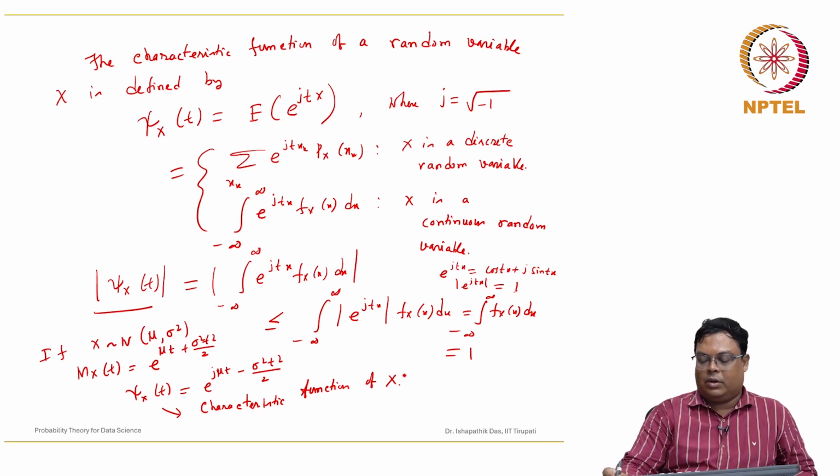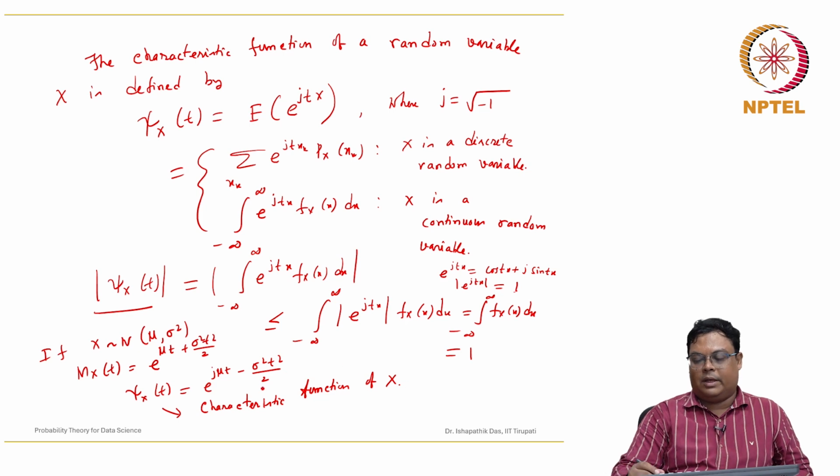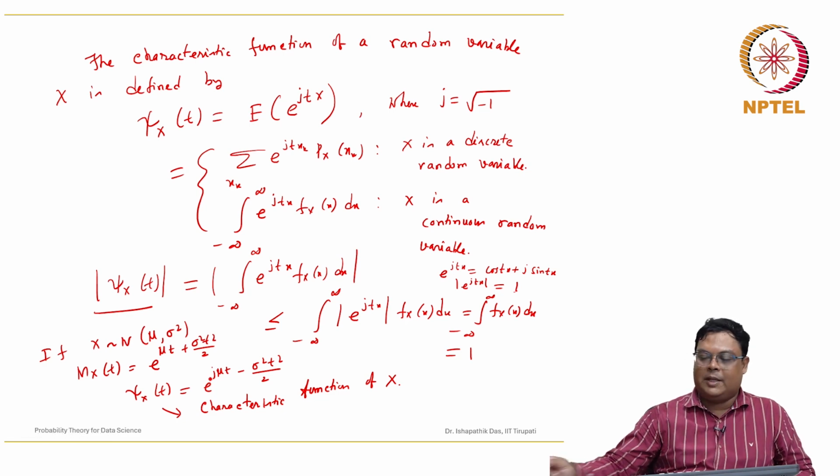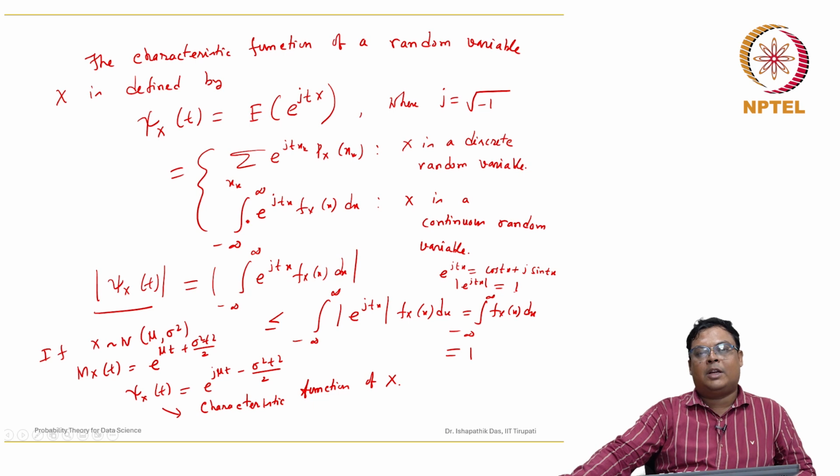So we have already discussed the moment generating function in detail, and the characteristic function. When the moment generating function exists, you just replace t by jt, then you will find the characteristic function of X, and the other properties will be very similar. Whenever the moment generating function does not exist, we can utilize the characteristic function. That is one advantage of using the characteristic function.